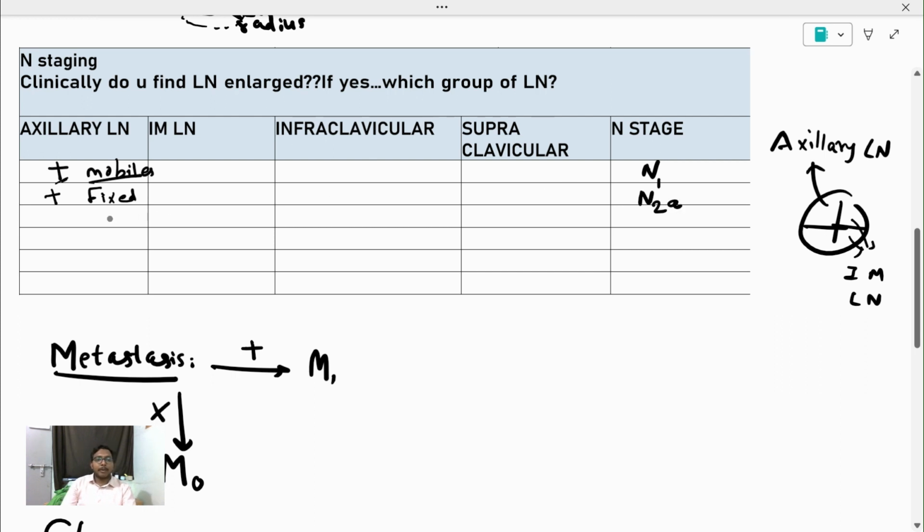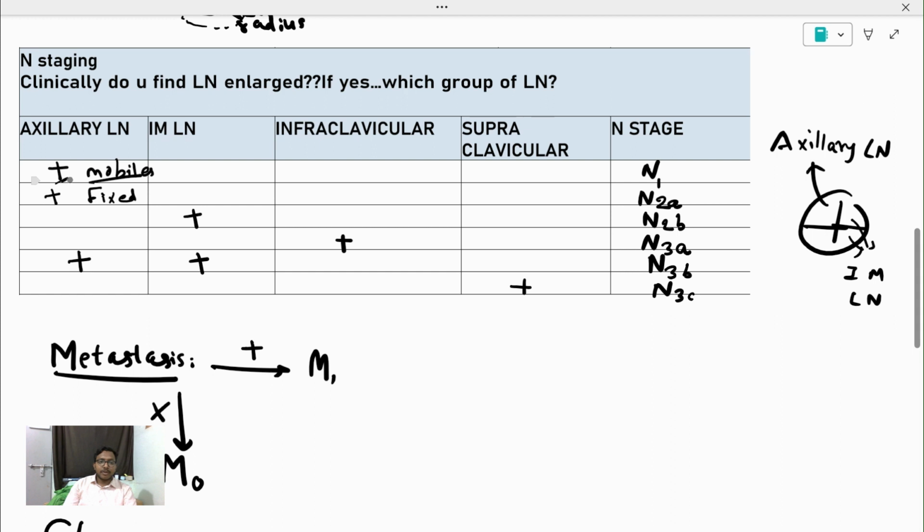Now let's say, for example, there are no axillary lymph nodes, but only internal mammary lymph nodes positive. That will constitute your N2B. Now, let's say both the axillary lymph nodes and internal mammary lymph nodes are enlarged. So that constitutes your N3B. Whenever supraclavicular lymph nodes are enlarged, that is your N4. Sorry, N3C. There is no N4, N3C. Now, whenever you have infraclavicular lymph nodes enlarged, that will constitute your N3A.